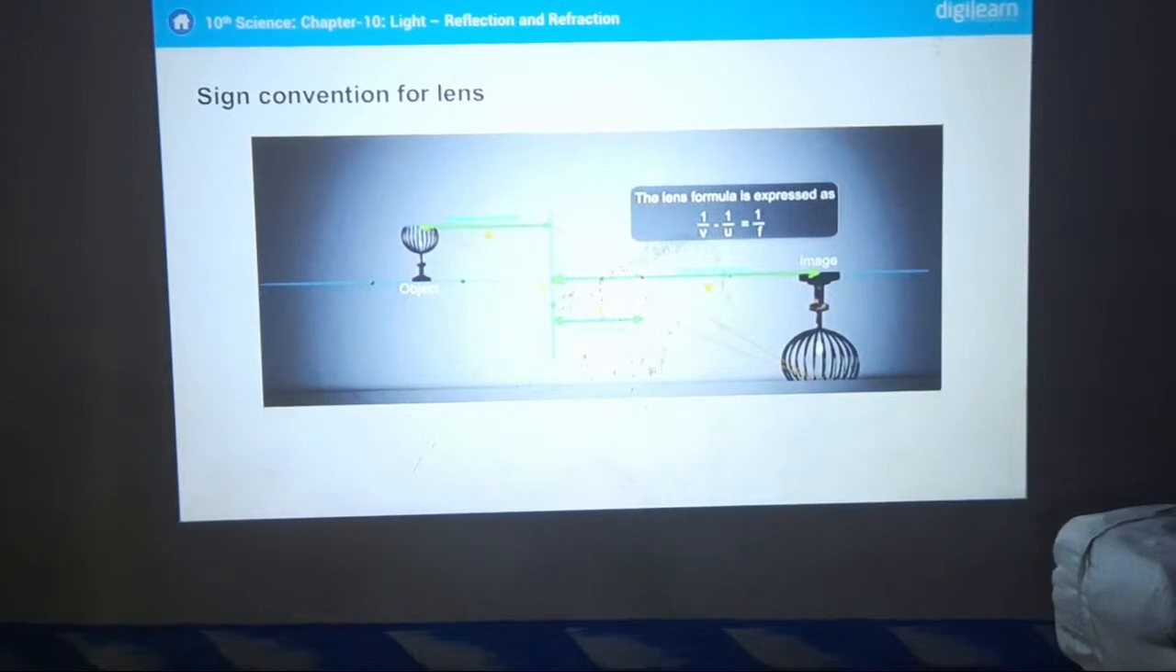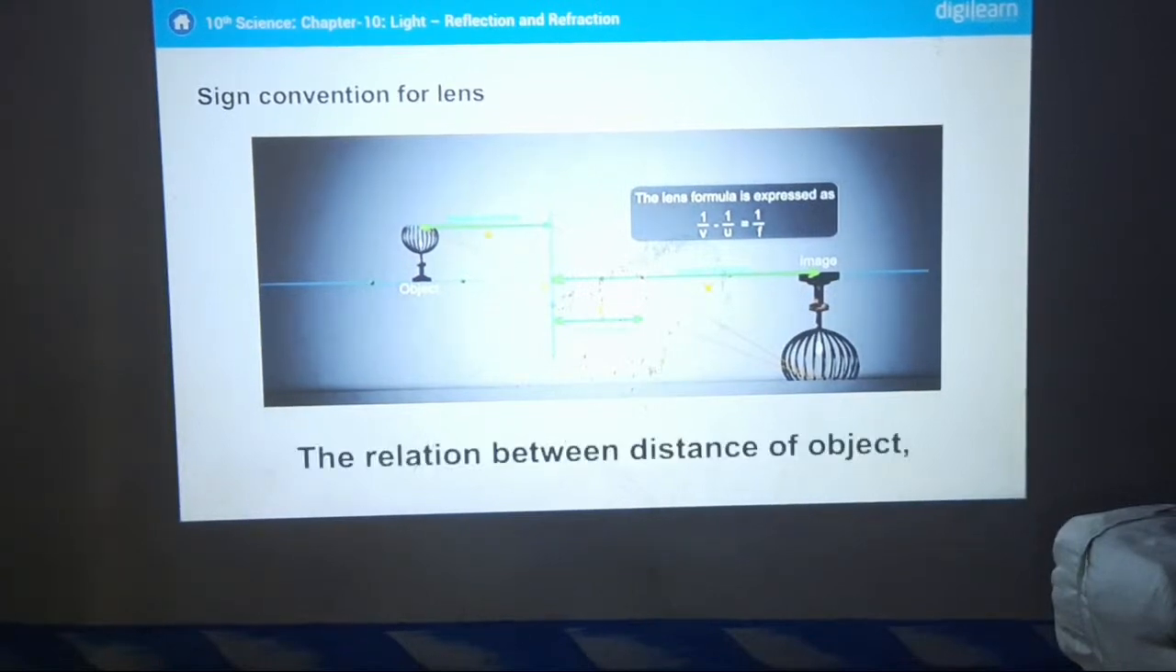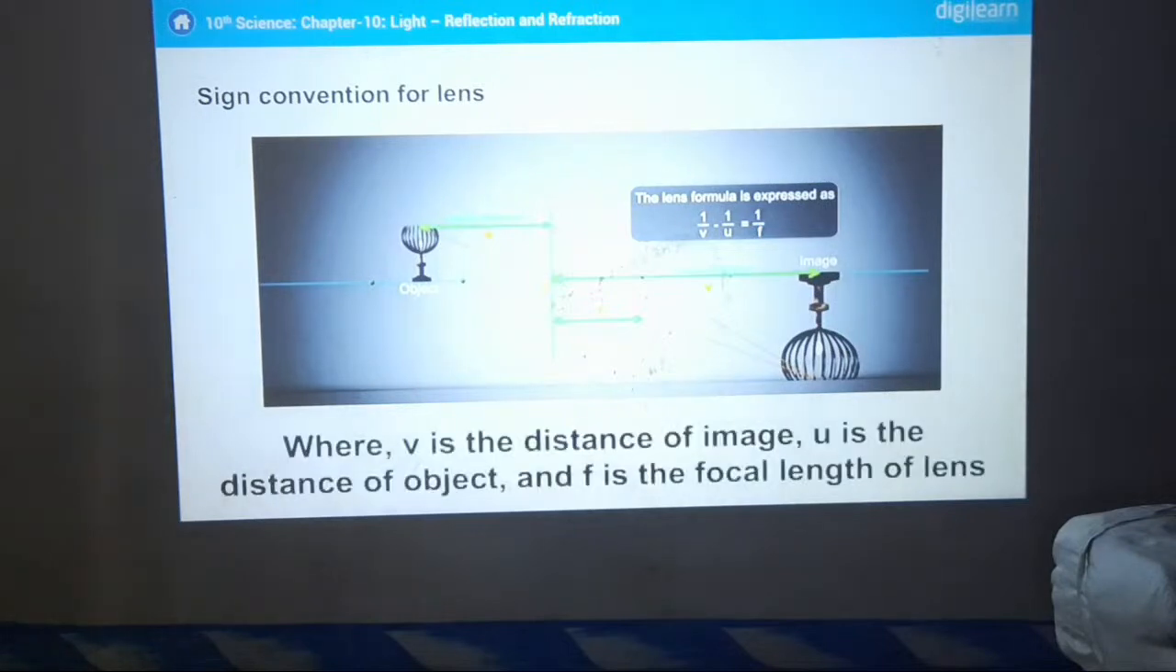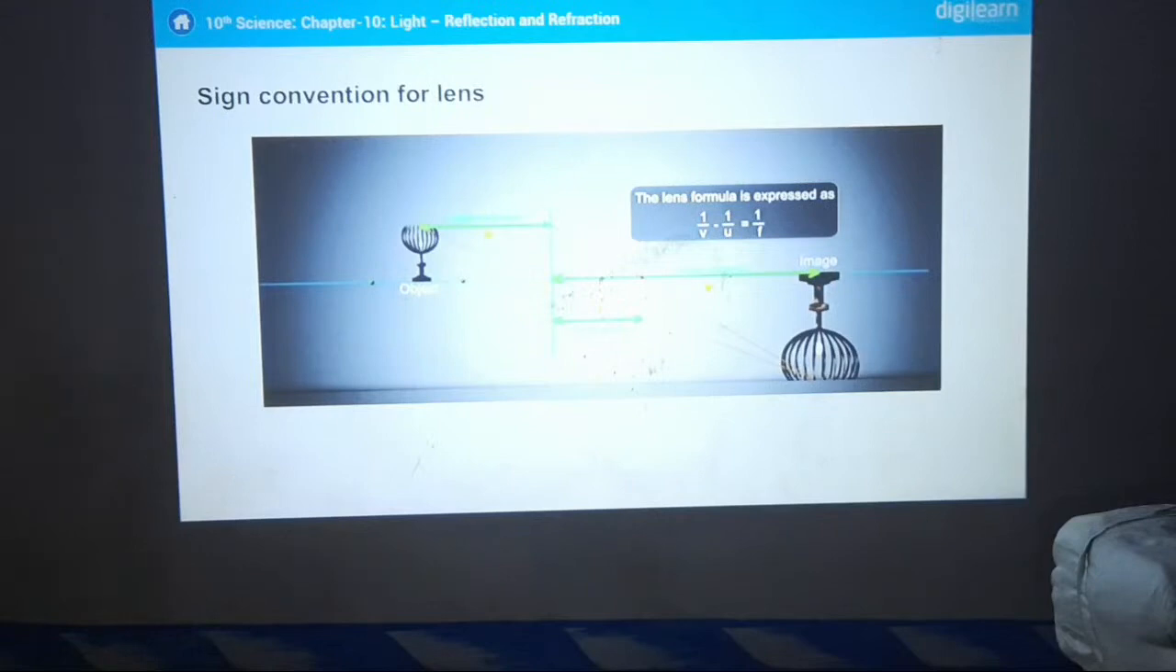Lens formula and magnification. The relation between the distance of object, distance of image and focal length for a lens is called the lens formula. 1 by v minus 1 by u equals 1 by f, where v is the distance of the image, u is the distance of the object, and f is the focal length of the lens. Distances of object and image are measured from the optical center of the lens. The sign for distance is given as per convention. The lens formula is valid for all situations for a spherical lens. By knowing any two, the third can be calculated.